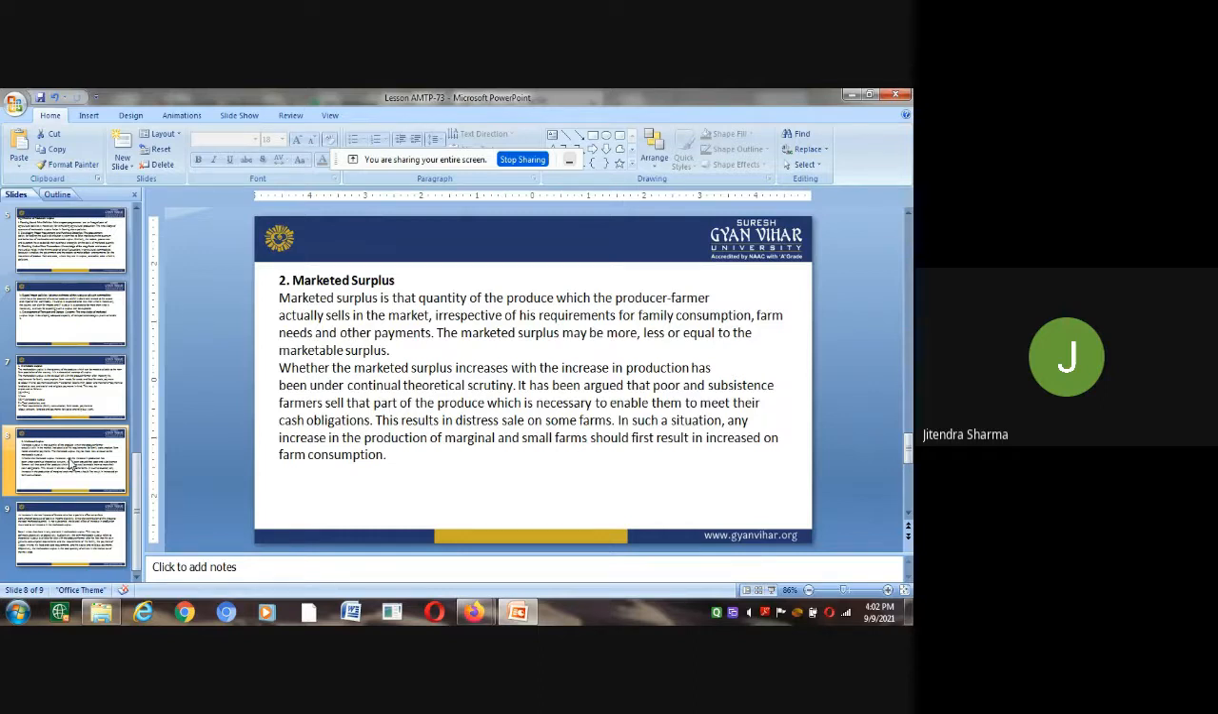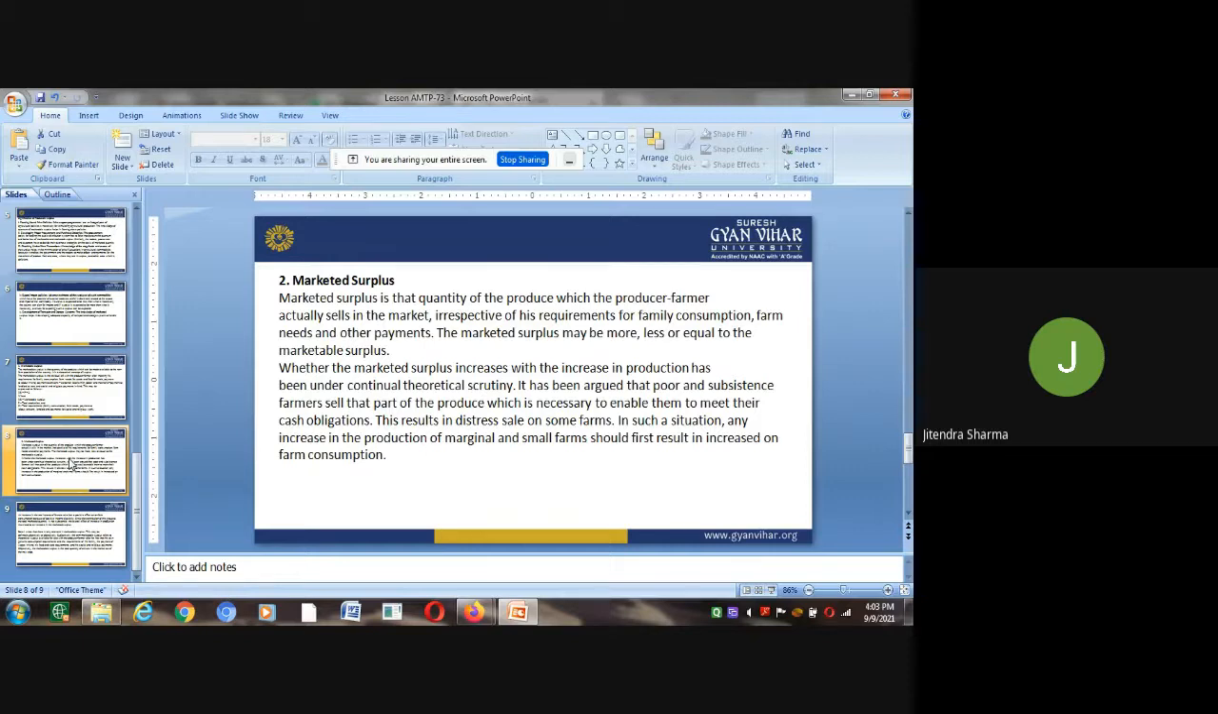The marketed surplus may be more, less, or equal to the marketable surplus. Here we will see that the marketed surplus is that quantity of produce which the farmer actually sells in the market, irrespective of whatever is produced, sometimes without considering his own requirement, family consumption, farm needs, and other payments. The marketed surplus may be more, less, or equal to the marketable surplus.